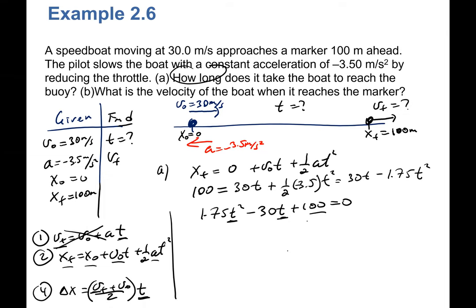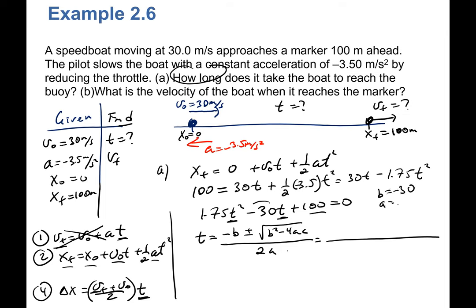There is nothing wrong with that. Remember, the quadratic equation is t equals negative b plus or minus the square root of b squared minus 4ac, divided by 2a. Here b is negative 30, a is 1.75, and c is 100. So using that, I have negative 30 plus or minus the square root of 30 squared, which is 900, minus 4 times 1.75 times 100, divided by 2 times 1.75. Right, so if I do this, here's what I get.